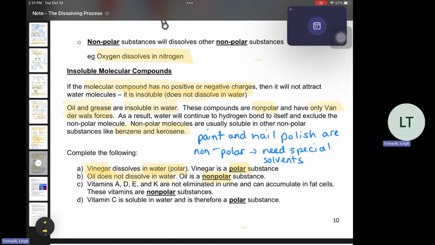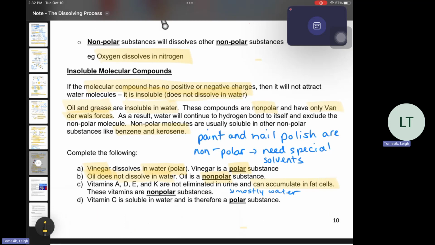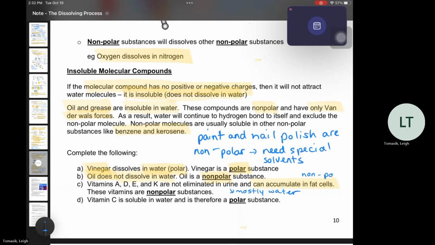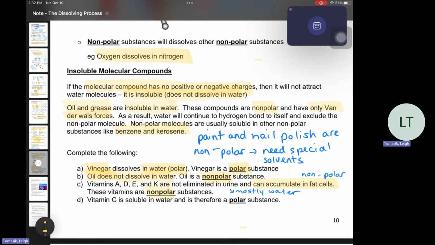Vitamins A, D, E, and K are not eliminated in urine. Urine is mostly water. And they can accumulate in fat cells. Fat is nonpolar. So these vitamins are nonpolar substances, right? So all of the vitamins that you have to take with food, those are nonpolar substances. And the reason why you have to take them with food is because they don't dissolve in water. But vitamin C is soluble in water and therefore is a polar substance.